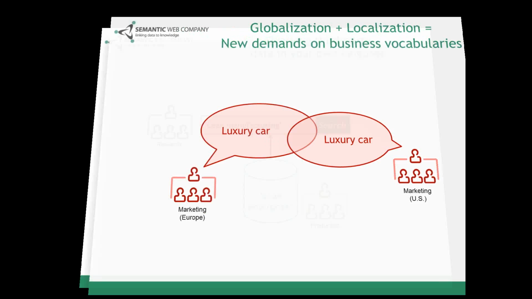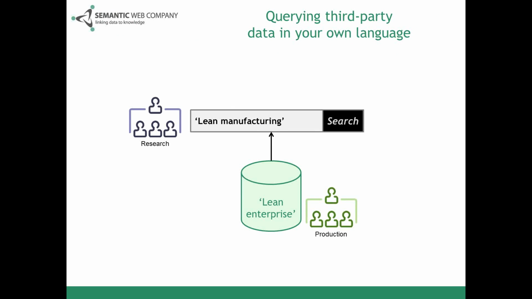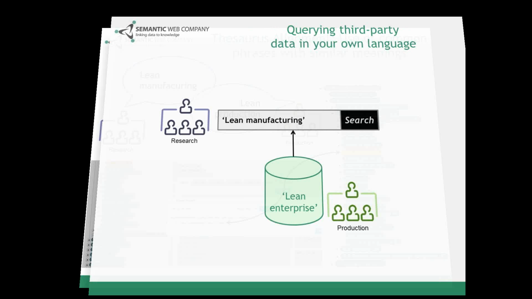But on the other hand, we need means to link those two things if we are talking about large, globally acting enterprises. The point is if research, in that case another department, looks for instance for lean manufacturing, they should also find things from production that talk in a different way. Probably they mean the same thing by different words, and those things should be well connected to each other. And that's exactly the idea of linked enterprise vocabularies.